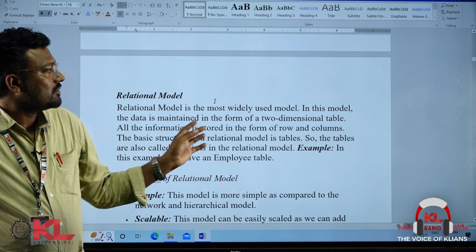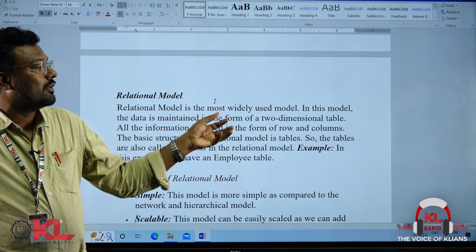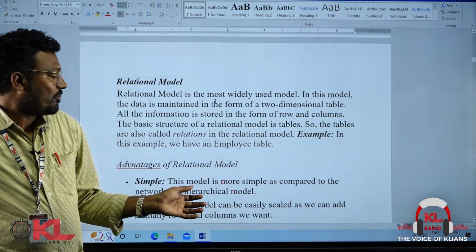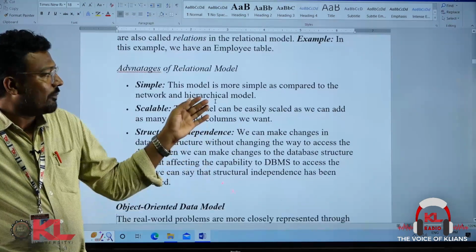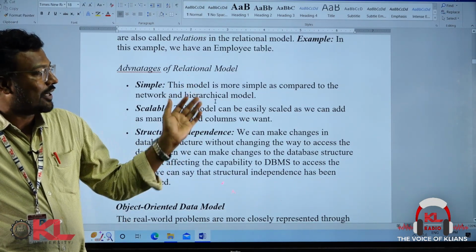In this, the information is organized in a table, in rows and columns. The main benefit is that it can be scalable. You can enhance the size and you can reduce the size.